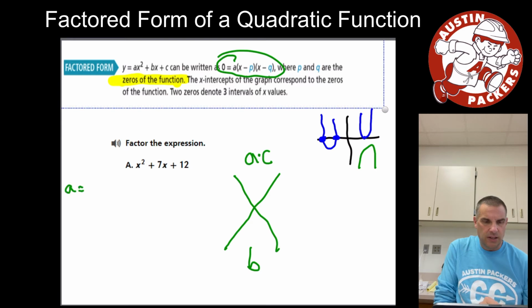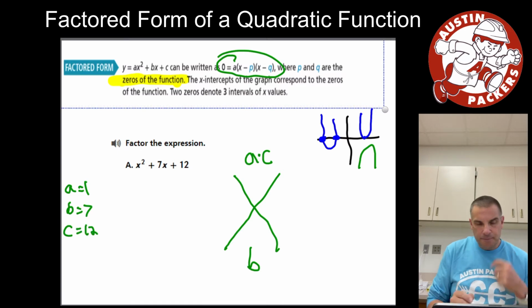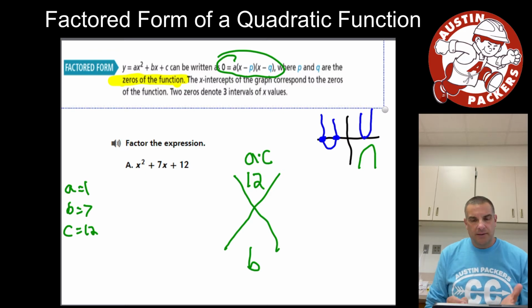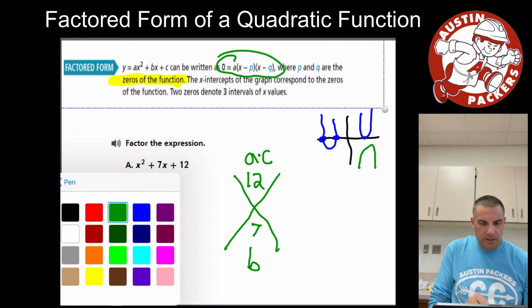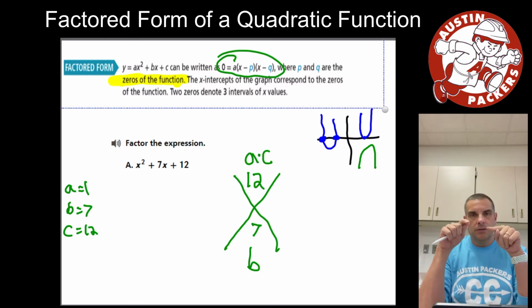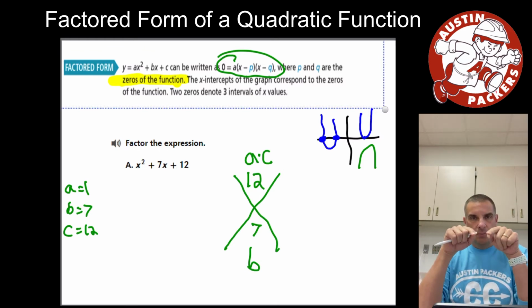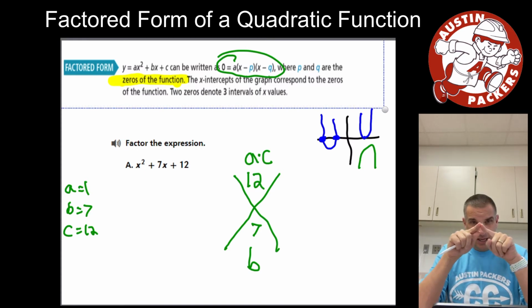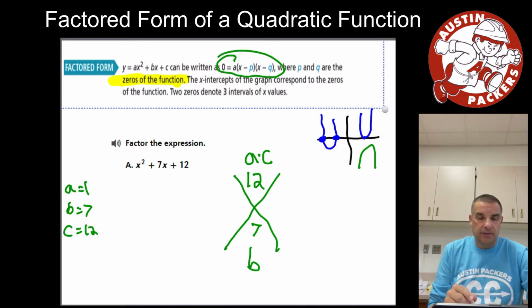So in this one, the A value is 1, the B value is 7, and the C value is 12. So A times C is 12, so my top number is going to be 12. The bottom number is B, so my bottom number is going to be 7. So I've got my top and bottom numbers. Now, the middle, we have to fill in. Here's the key to that middle part: those two middle numbers have to multiply together to be 12 and add together to be 7. So multiplied to be the top number, added to be the bottom number.